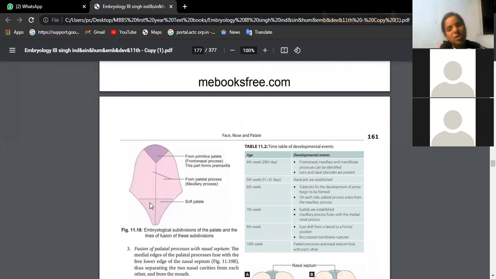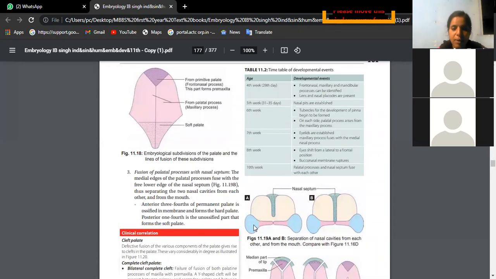Soft palate is soft tissue, not a mesodermal derivative. Nobody will ask you about the soft palate. Just show the soft palate growing like this. Palate development is important. What are these? Name them. Maxillary processes. What are these? Palatal processes. Frontonasal, nasal.